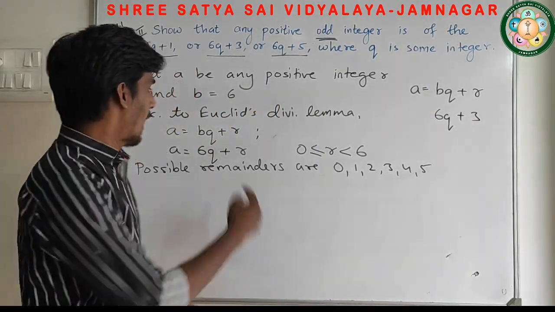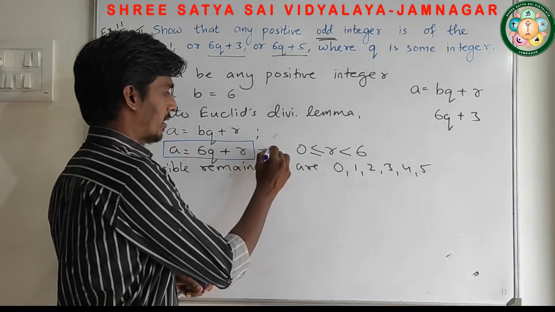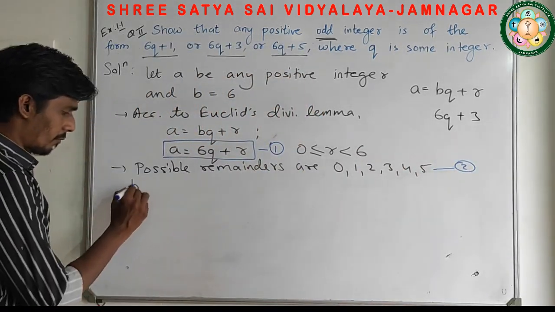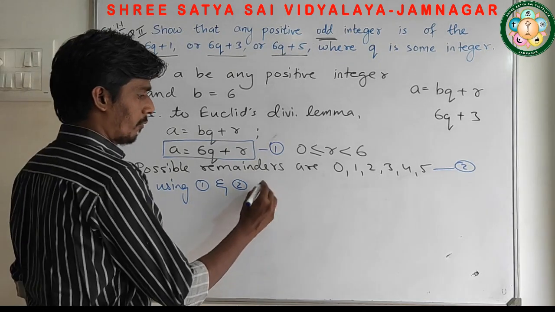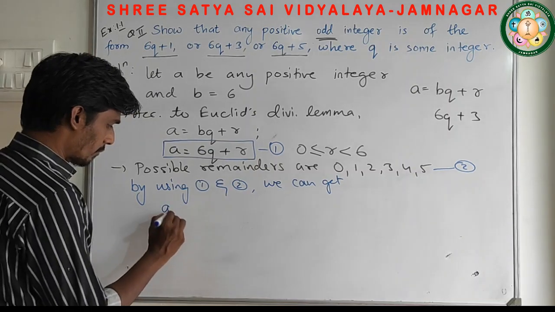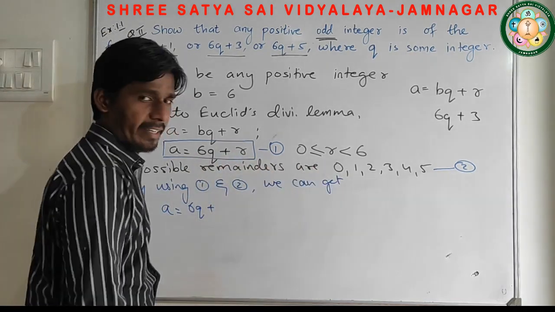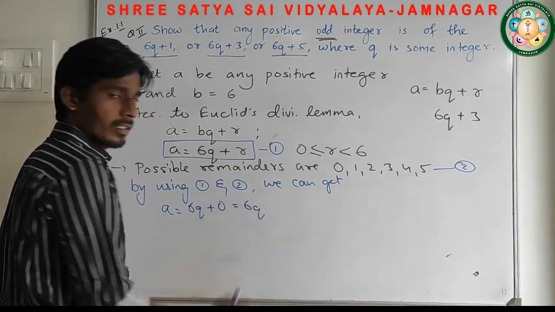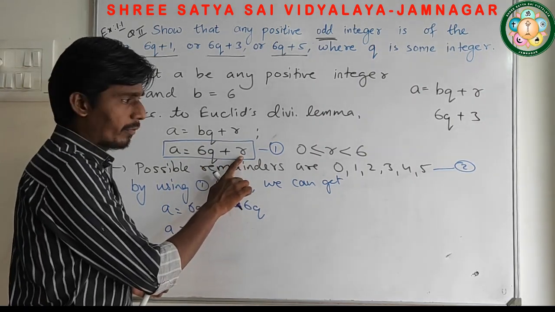So by using this remainder and this equation, say this is 1 and this is 2. By using 1 and 2, we can get A equals 6Q, as it is. Now instead of the remainder, first of all I'll try with 0. So 6Q plus 0 is 6Q. Now take the second remainder. What I am doing is just replacing R with different values.